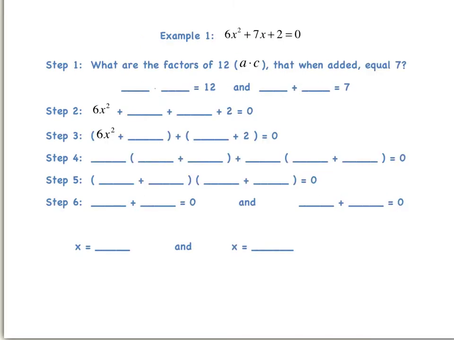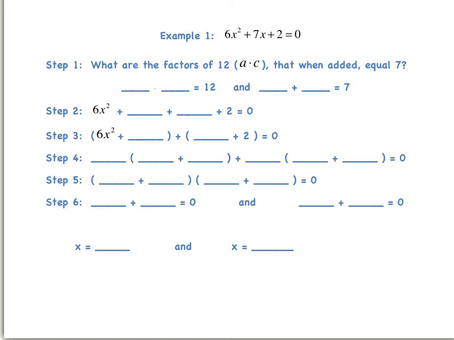In this example, we have 6x squared plus 7x plus 2 equals 0. In step number 1, we need to find the factors of 12. Remember, 12 is the a value times the c value. So we have to find the factors of 12 that when added will equal 7, which is our b value. Now for 12, we know that factors are 2 times 6, but if you were to add 2 and 6, you do not get 7.